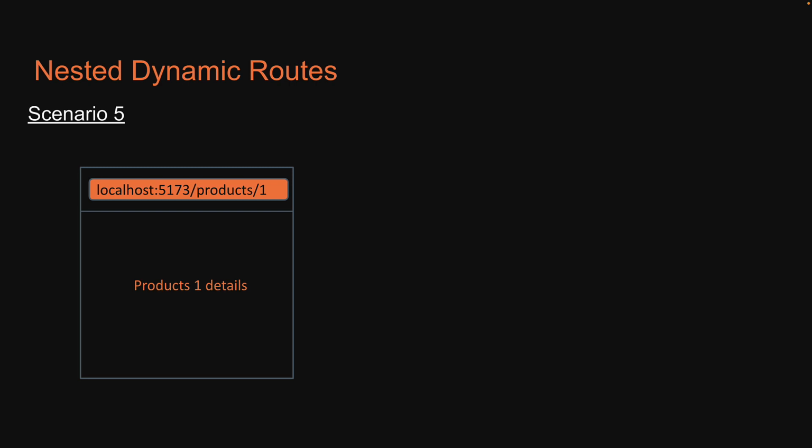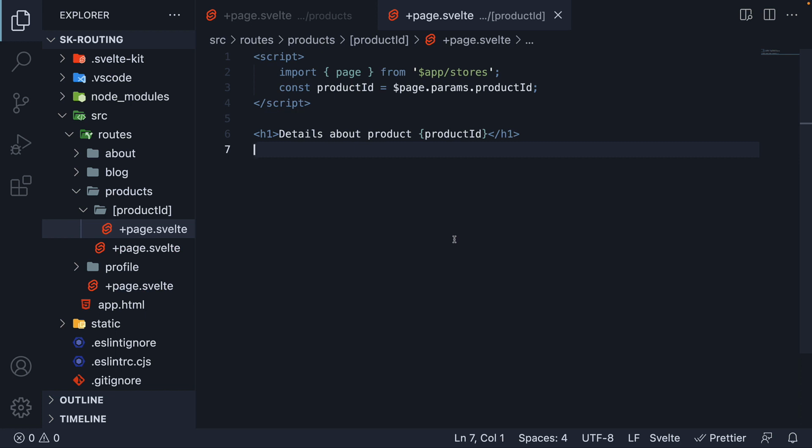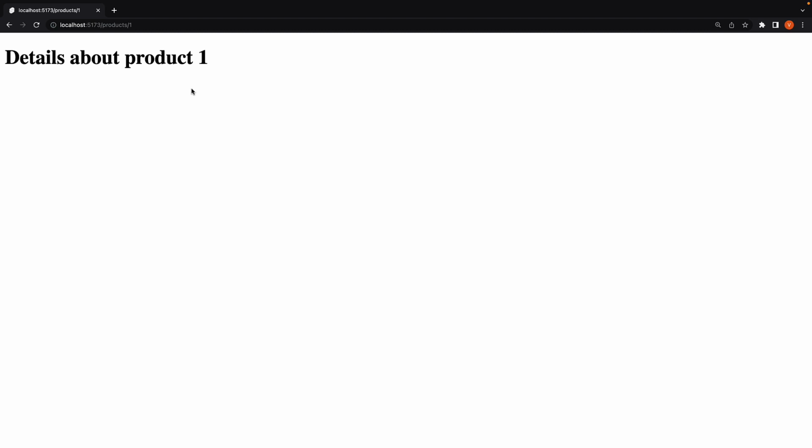However, if I navigate to /products/1/reviews/1, I should see the first review written about the product. Let's go back to VS Code and see how to achieve this. In the previous video, we've already implemented the product ID dynamic route. So we can navigate to /products/1 and get the details about the corresponding product.